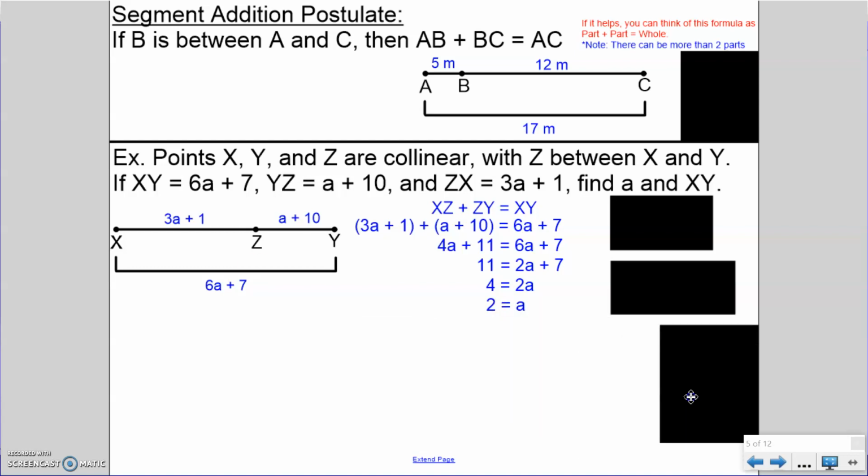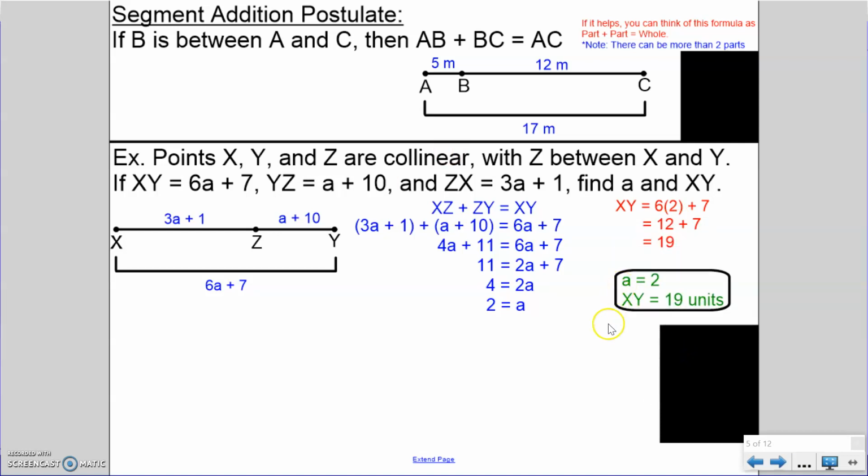Alright, so a equals 2. Now make sure you answer the question. Sometimes kids stop early. They say find a and XY. So once you have a, you've got to plug in. XY is the whole thing. So I'm going to change the a to a 2. So 6 times 2 plus 7, that's 12 plus 7, that's 19. Alright, so final answer, a equals 2, and the measure of XY is 19 units.